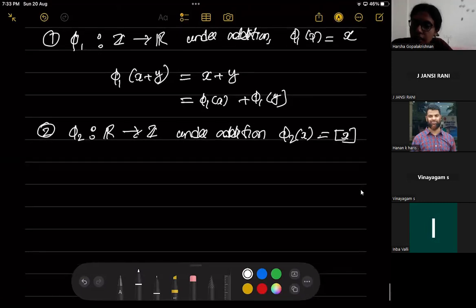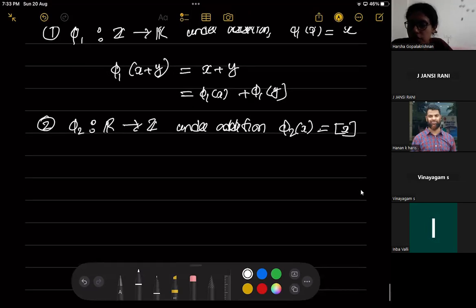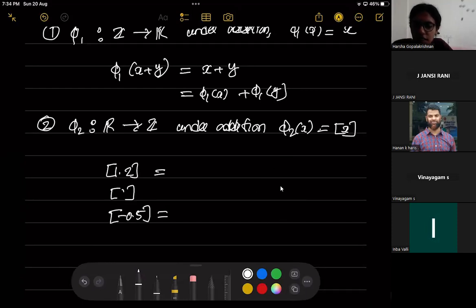The greatest integer which is less than or equal to 1.2 means we will take all the integers less than 1.2, and out of that, which one is the greatest one? What is the greatest integer of 1.2? It is 1.